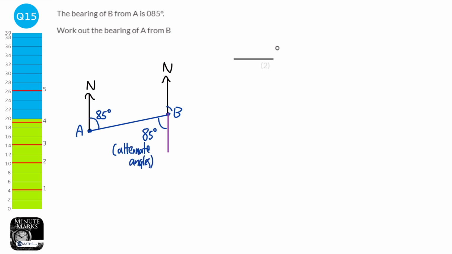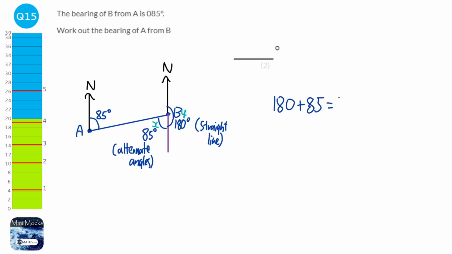and we know that this angle here is going to be 180 degrees because it's a straight line. And I'm not a fan of doing the reasons on the diagram, so perhaps I should have labelled this an x and this a y and written x equals 85 and y equals 180 somewhere else. And so to work out what the bearing is, I just need to do 180 plus 85. So 180 plus 85 is going to be 265 degrees.